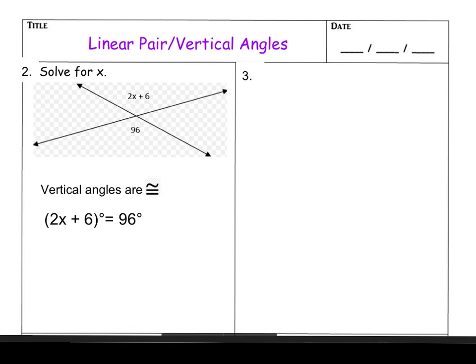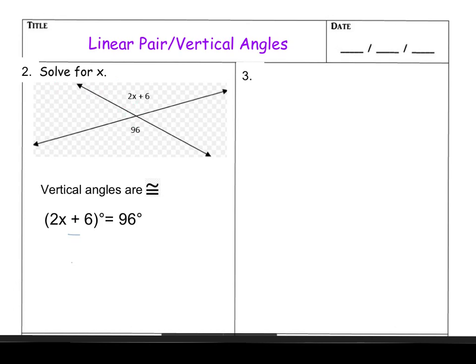Okay, the setup for the equation, I have 2x plus 6 is equal to 96. We've set them up with an equal sign because those two measures are congruent. Just as stated above, vertical angles are congruent. So let's go ahead and solve for x.